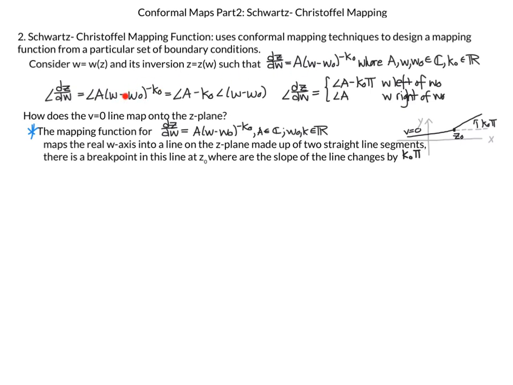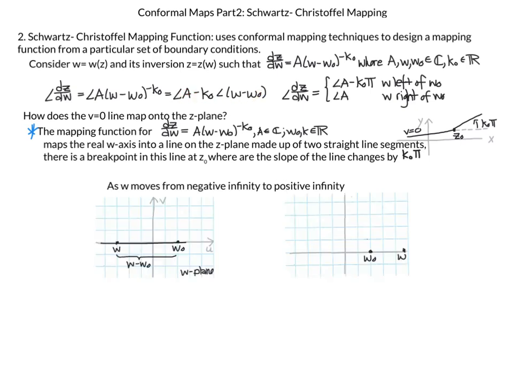I just copied this over. But now what this is, the phase of this product of two angles is the phase of the first angle minus, we can pull the k naught out, it's just a constant, the phase of the second angle we're multiplying by. So we have this formula here.